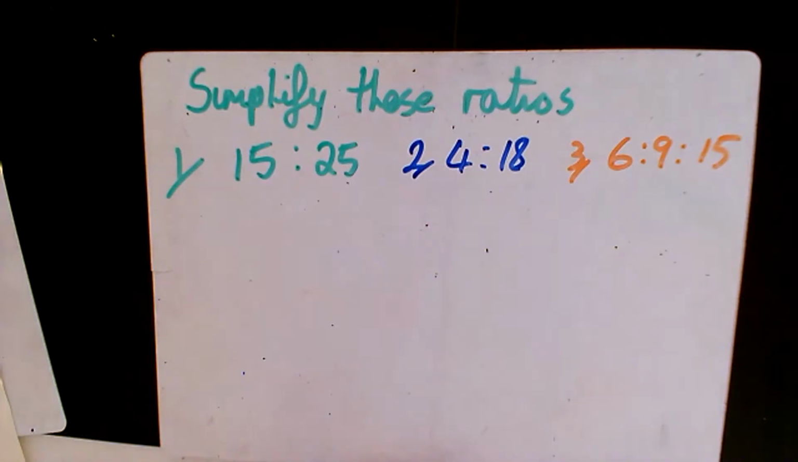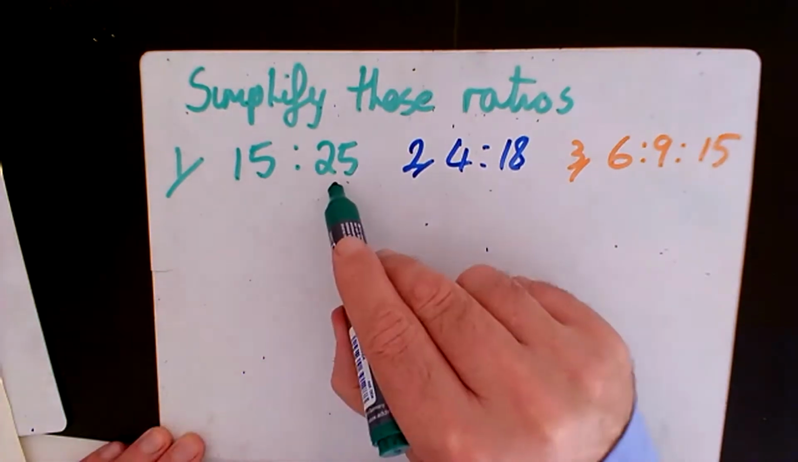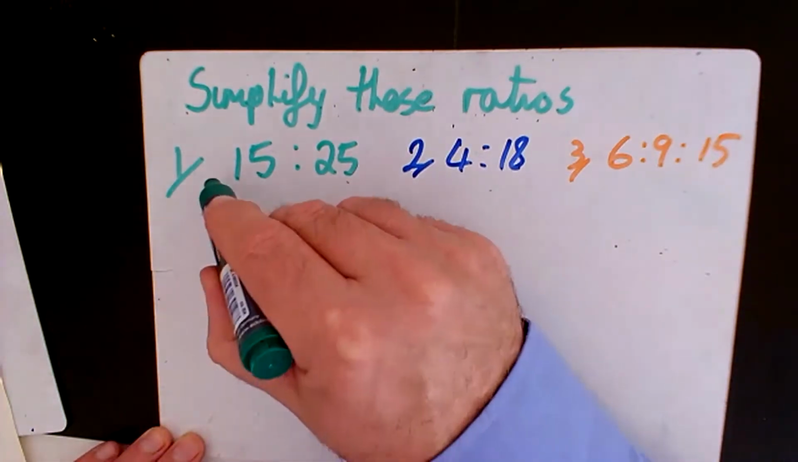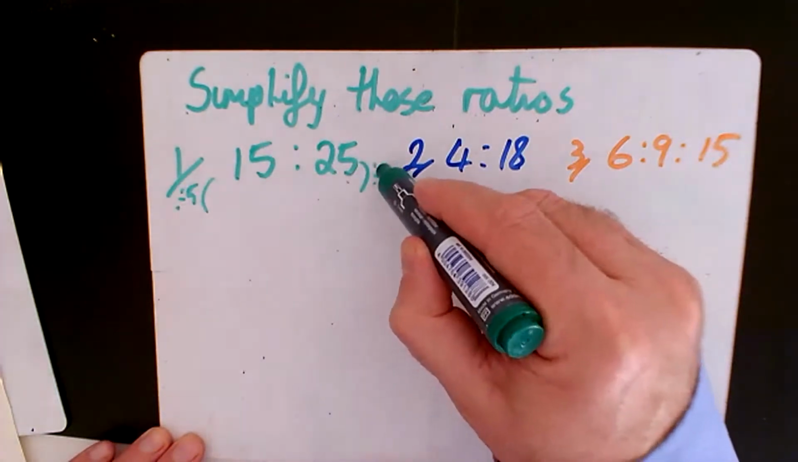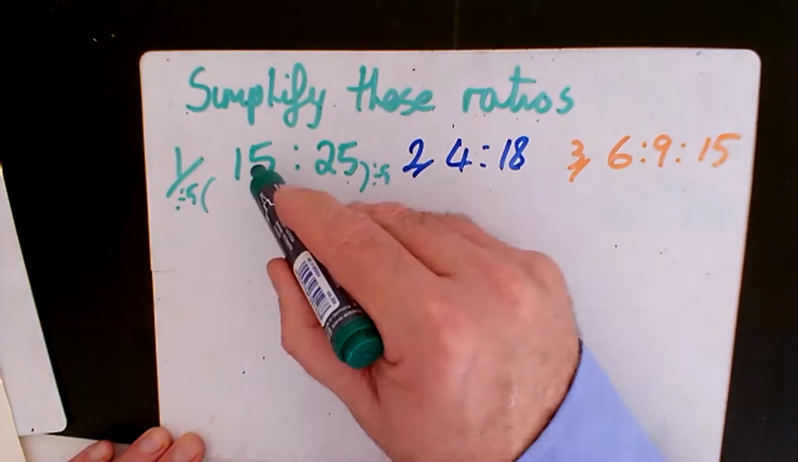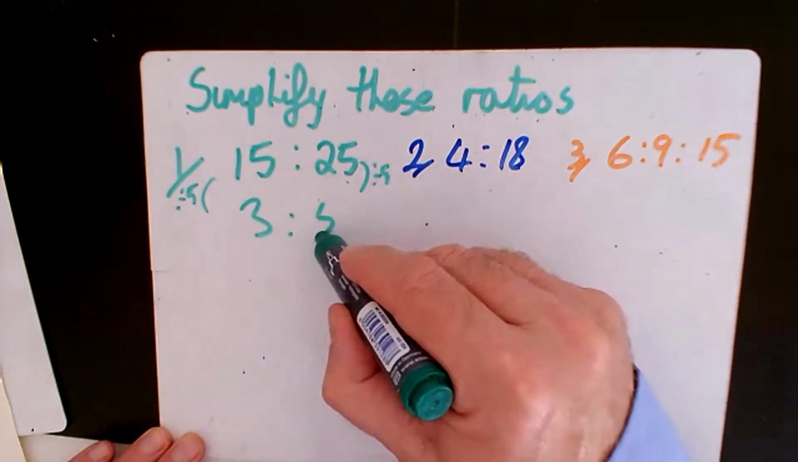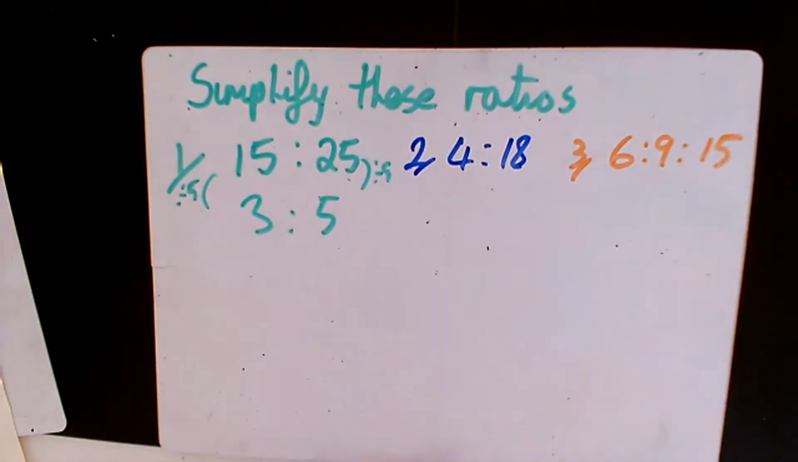So let's have a little look. Again, if I'm simplifying this one, what goes into both 15 and 5? Well, 5 does. So I'm going to divide both sides by 5. Then 5 goes into 15 three times, and 5 goes into 5 once. So that's my lowest form.